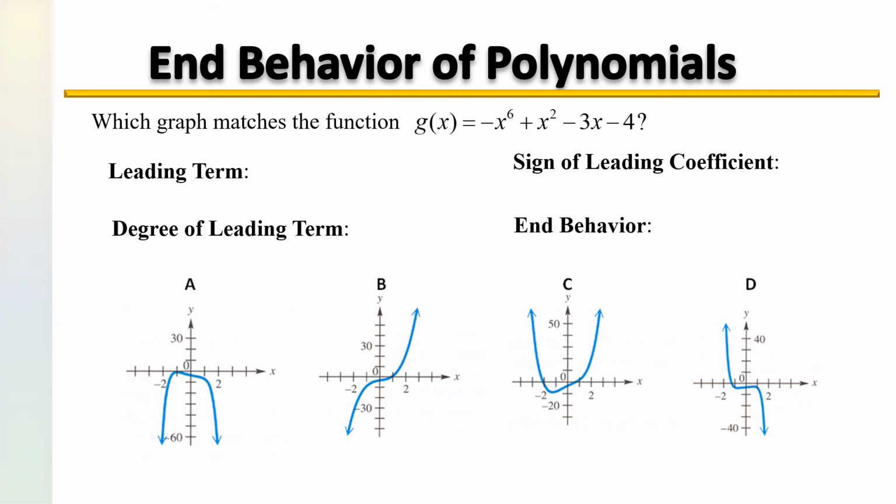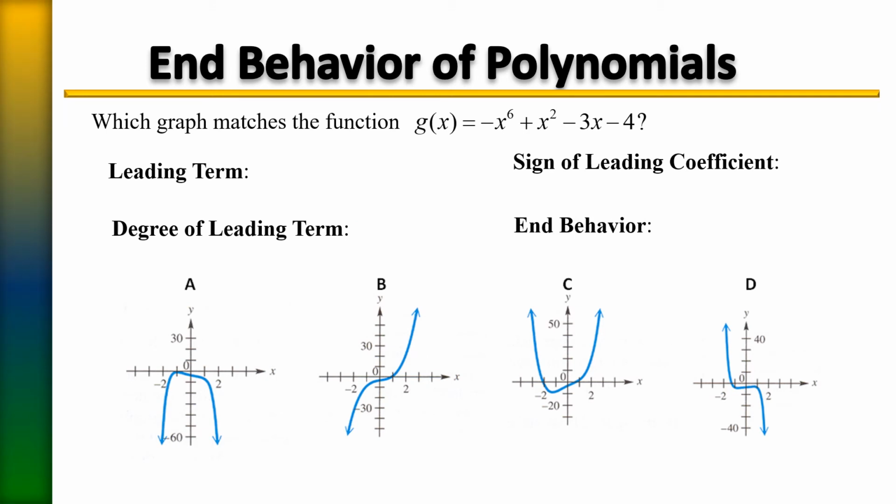In this example, we're asked which graph matches the function g of x equals negative x to the 6th power plus x squared minus 3x minus 4. Now, before we identify the graph, let's identify certain characteristics of this polynomial function. Starting with the leading term: of the given function, you look at all the terms, and you're looking for the term that has the highest degree. In this case, that's going to be negative x to the 6th power. What is the degree of that term? The degree of that term is 6.